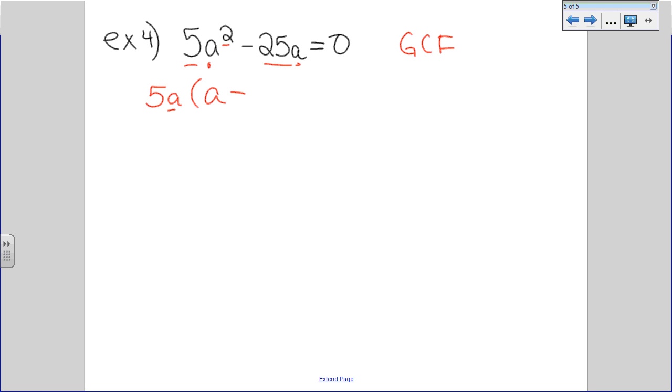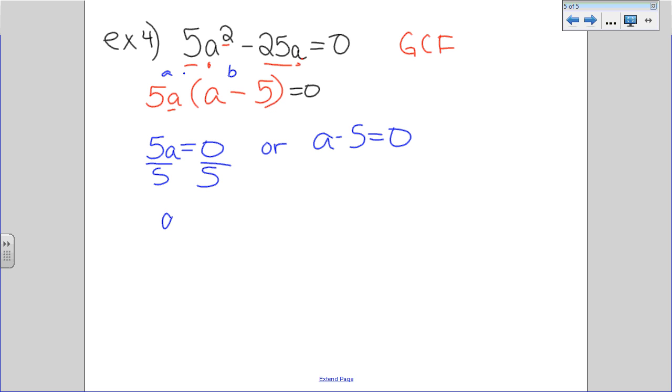Minus 25 divided by 5 is 5. You have 1a, you take it out, and it just leaves you with 5. This is still equal to 0. So you have your a times your b. So you have 5a is equal to 0, that's your a equaling 0, or your b equaling 0, which is a minus 5 equals 0. Here you divide by 5. Hopefully you realize that a is still just 0. Or you're going to add 5 to each side, and you get a is equal to 5.